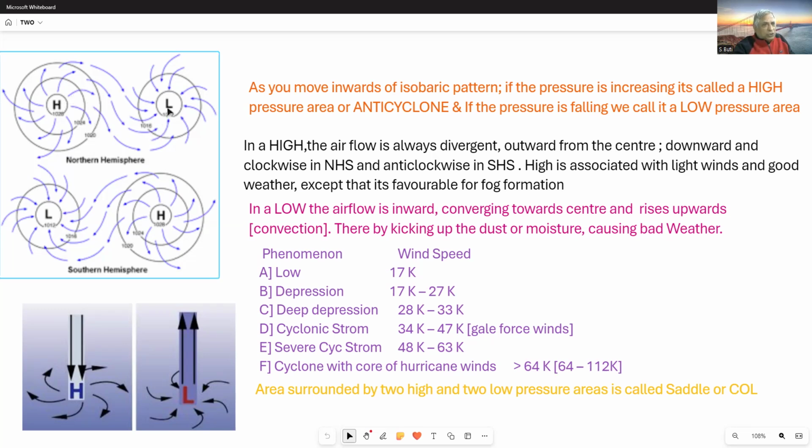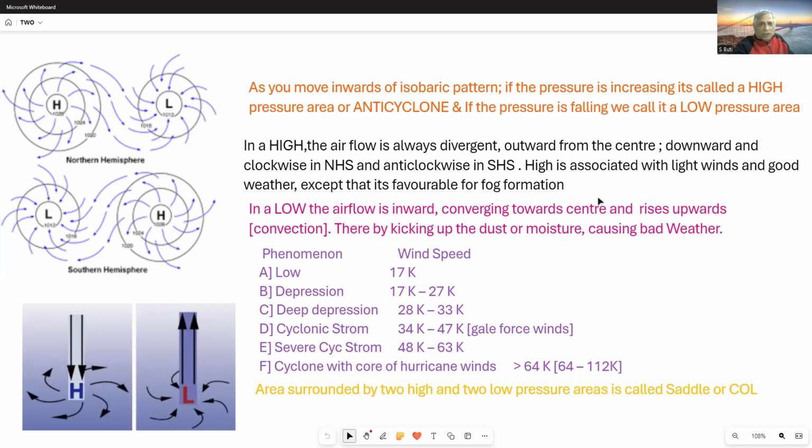And in a low pressure area in the northern hemisphere, the wind pattern is inward and anti-clockwise. In the southern hemisphere, it is outward and anti-clockwise in high and clockwise in low. So winds come out of the high pressure, go towards a low pressure, and here turn anti-clockwise in the northern hemisphere, and clockwise in the southern hemisphere.